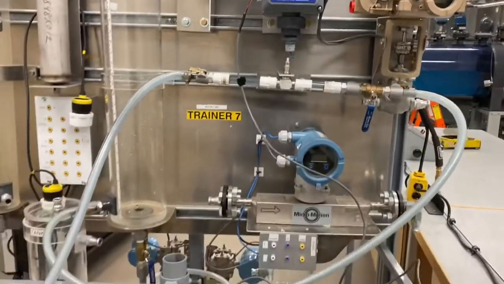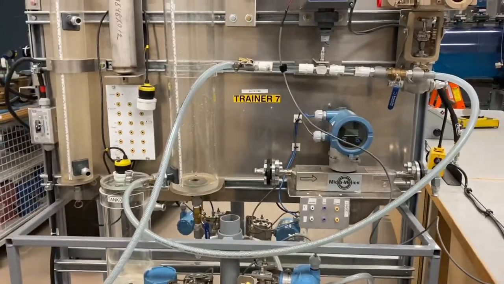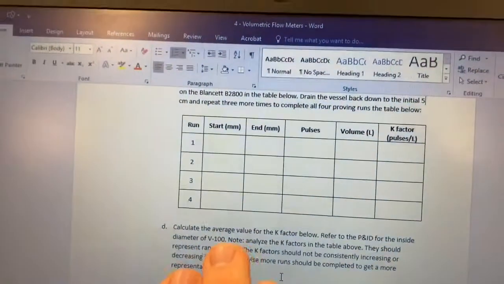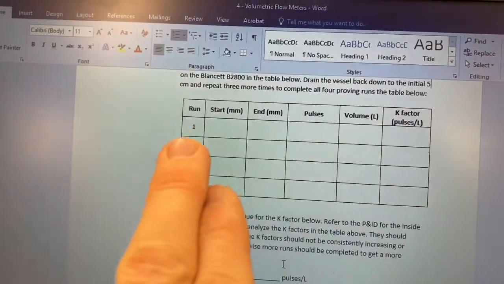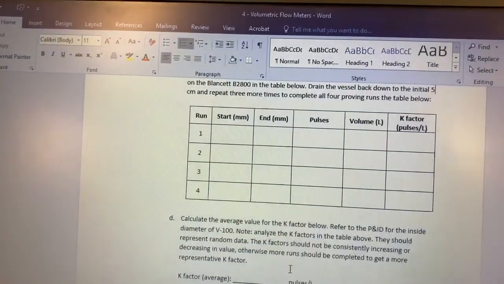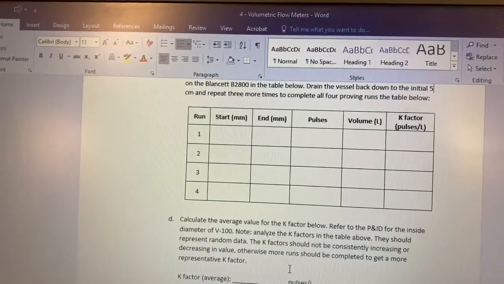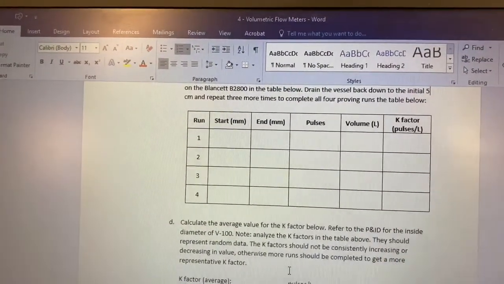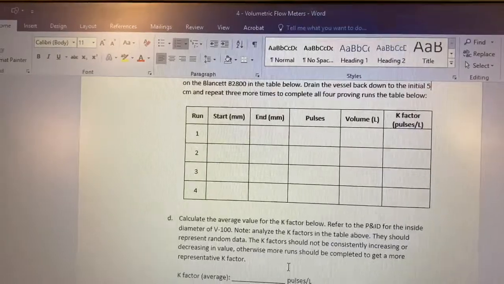So what we're going to do here is put some water in the tank, and we're going to record some values. If you look over here, in our lab procedure, we have this table to complete. We need to do 4 runs, record the start height, the end height, and the number of pulses that our totalizer displays. And then we can calculate the volume and then the K factor in pulses per liter.